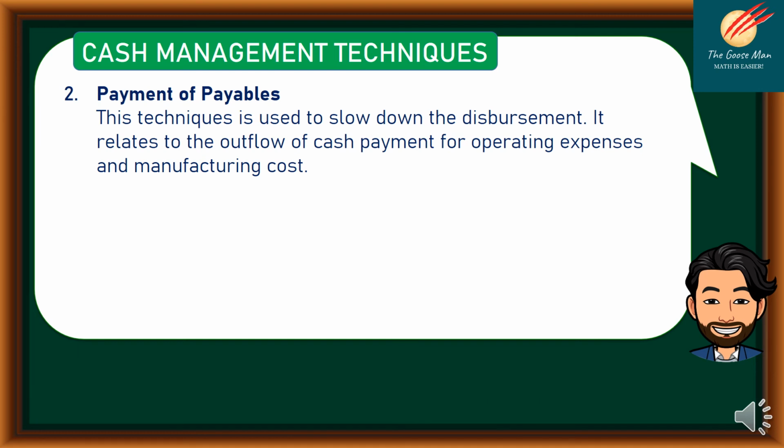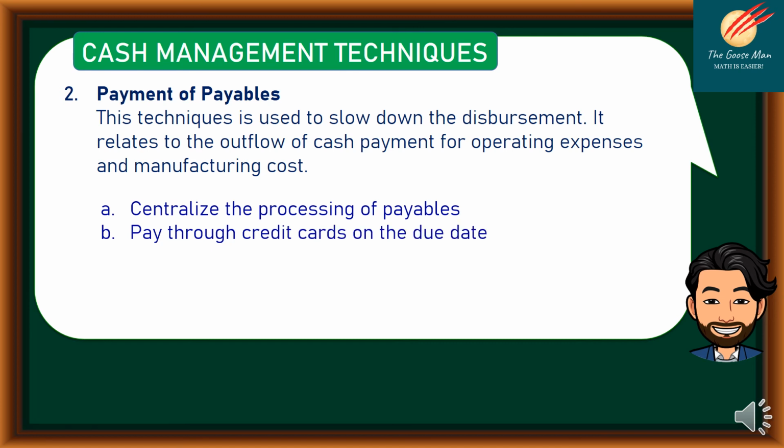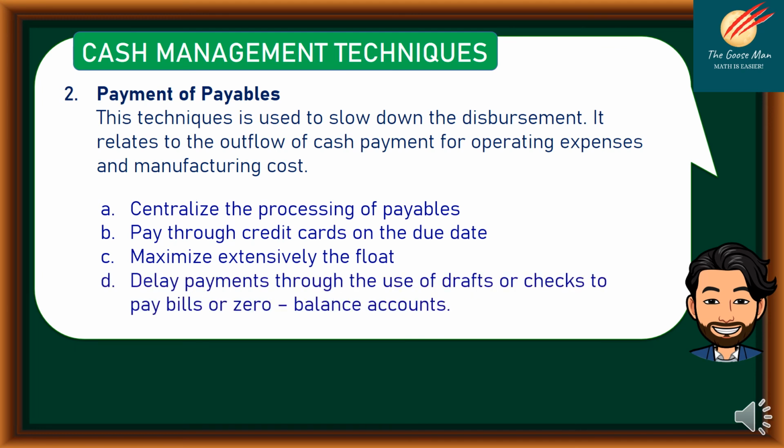The next one is payment of payables. This technique is used to slow down the disbursement. This is the opposite of what we discussed a while ago, the collection of receivables. It relates to the outflow of cash payments for operating expenses and manufacturing costs. So we can do the following. We have centralized processing of payables. Then pay through credit cards on the due dates whenever possible. Then maximize the float extensively. And of course, delay payments through the use of drafts or checks to pay bills, or zero balance accounts.